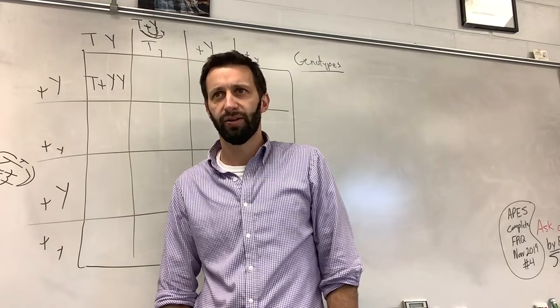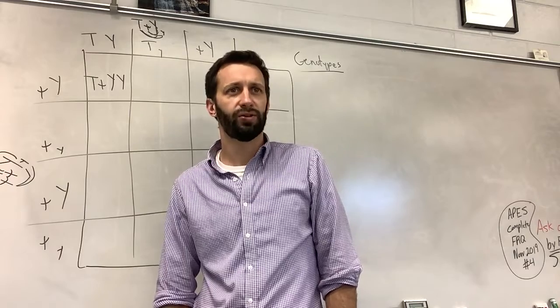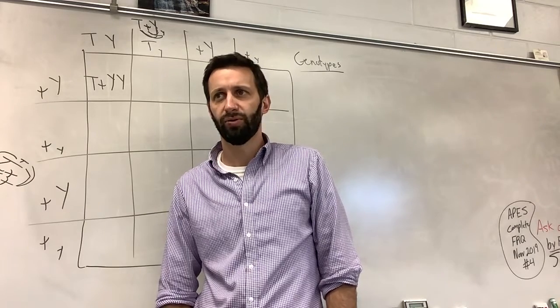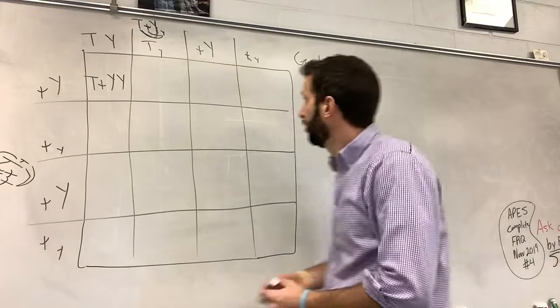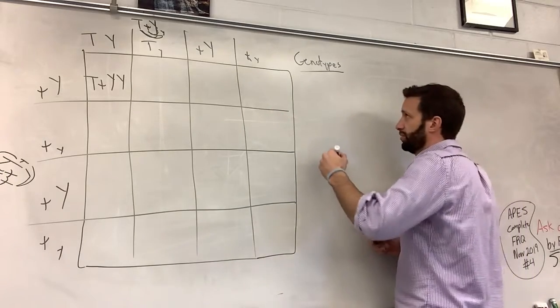Sarah, how many did you get? 6. Okay, 6. Mason, you got 6. You get 6, Ashlyn? What about you? You the man, Matt. All right, so what are our 6 genotypes, Sarah?